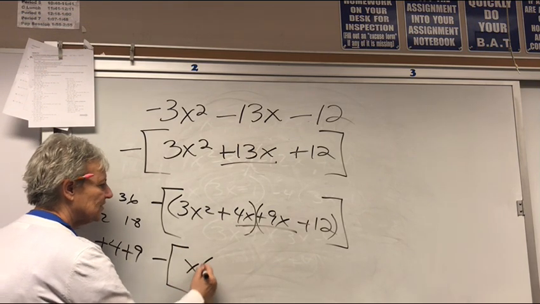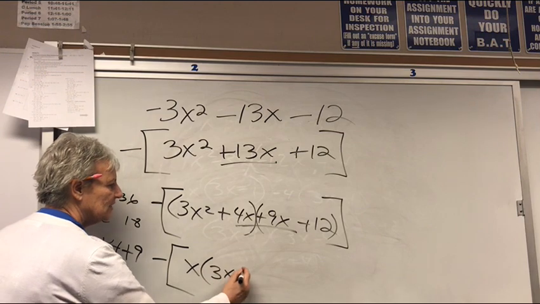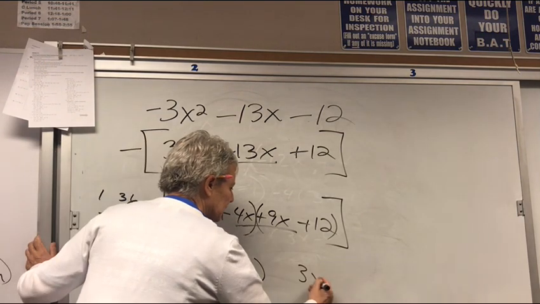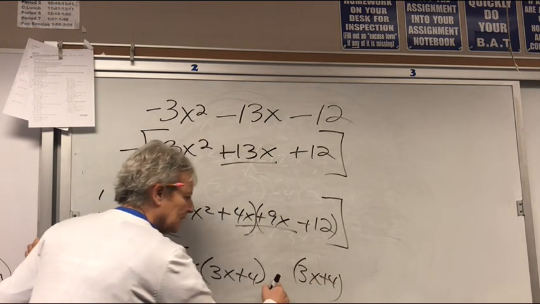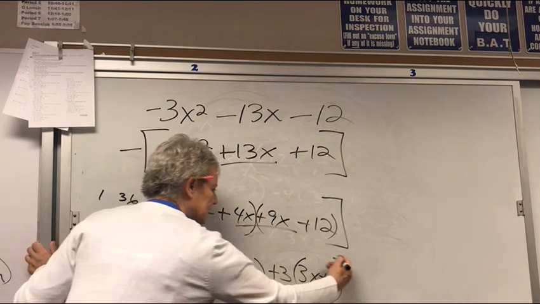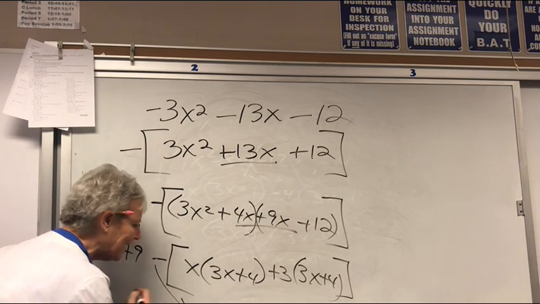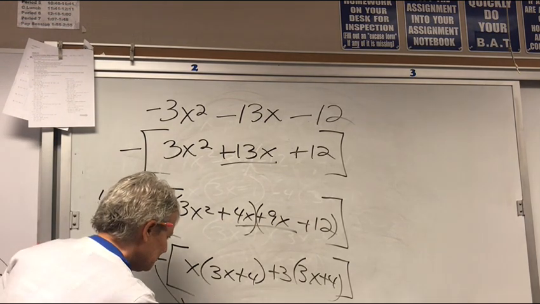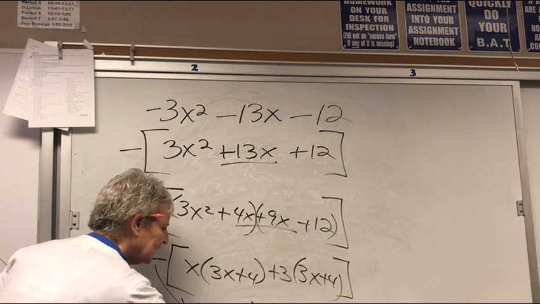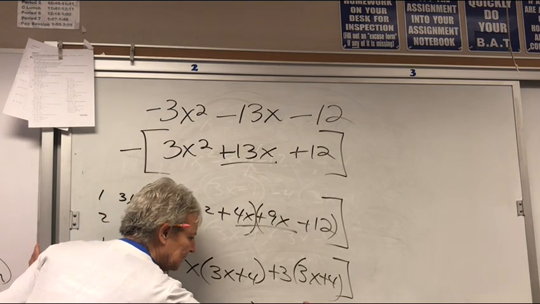All right, greatest common factor: 3x, 3x plus 4, and then another 3. Final answer, there's that negative. Don't forget about it. You will. This is good: negative, 3x plus 4, x plus 3.